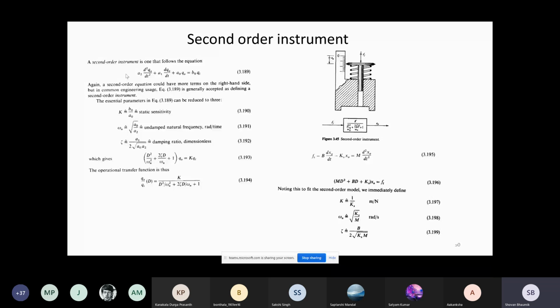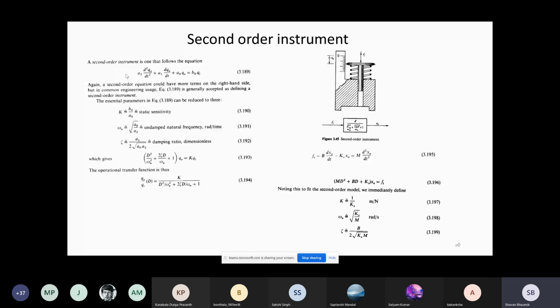So our big equation is truncated to this, 3.189, where our second order instrument we can write as a dynamic differential equation, which can be written as A2 d2q0 by dt2 plus A1 dq0 by dt plus A0 q0 equals B0 qi. And that is the governing differential equation of any second order system.